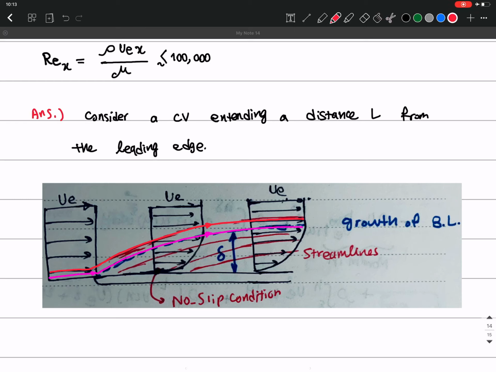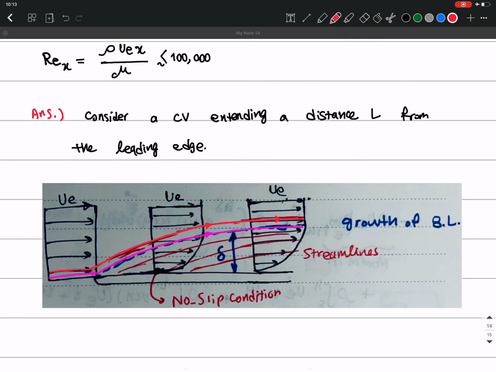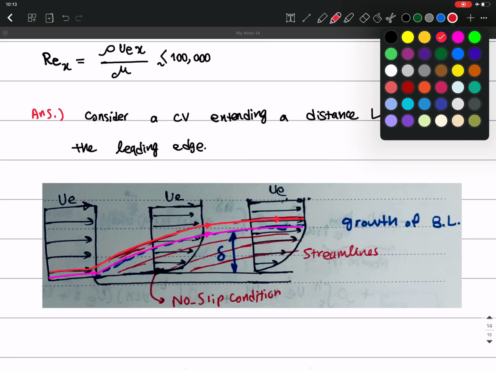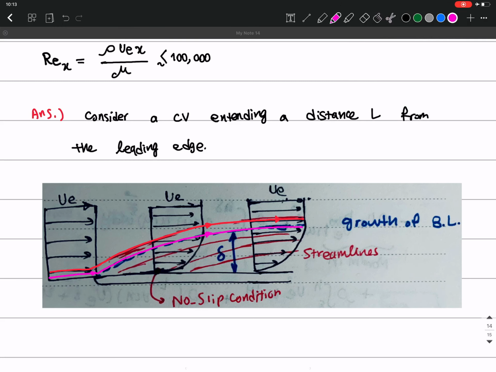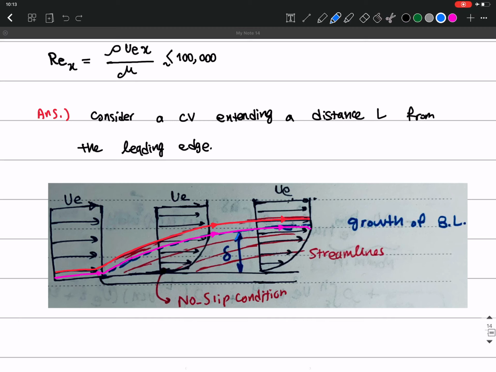And based on these, we can define a delta, right? So here the velocity at this point is still UE, and here is also UE. And then below this point, we have the velocity that is decreasing to 0. So based on this, we define this height, which we call delta.